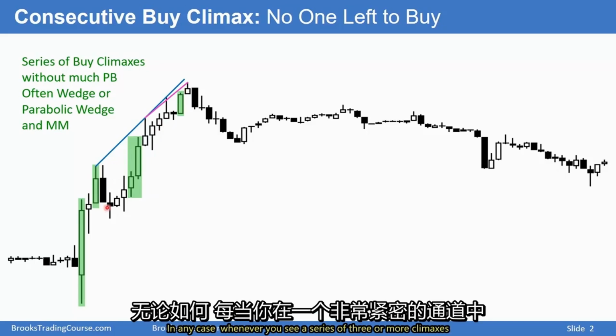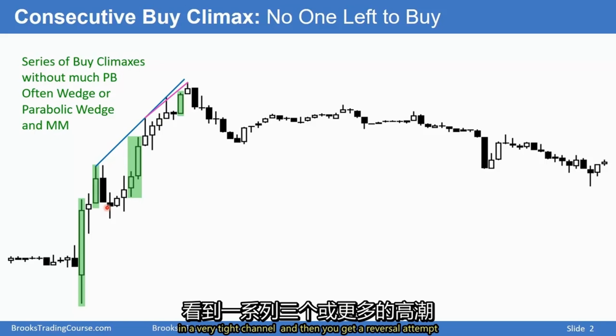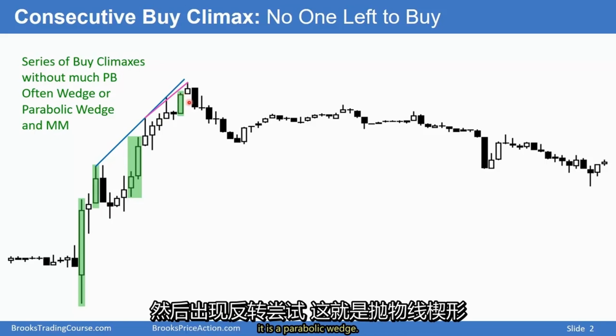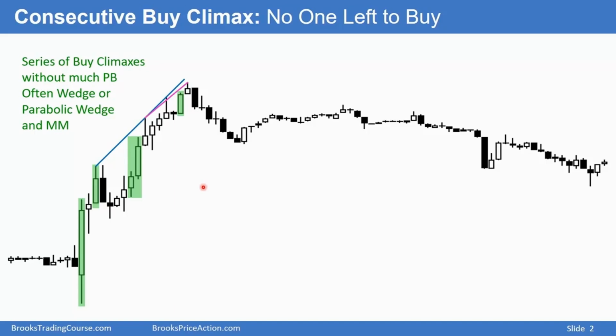In any case, whenever you see a series of 3 or more climaxes in a very tight channel, and then you get a reversal attempt, it is a parabolic wedge.